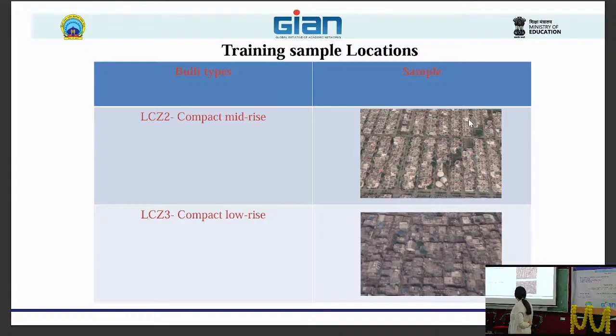Compact low-rise is again, I would say, the old city areas, the core areas which were compact. At that time the old city area did not have any regulations and bylaws. So, it was compactly built, and they built as much as space they got. So, it became compact and it was low.